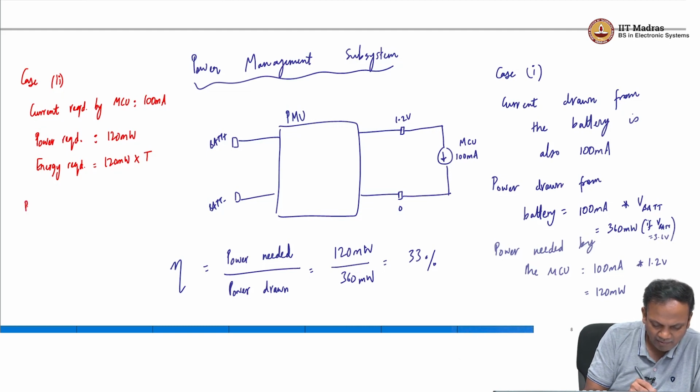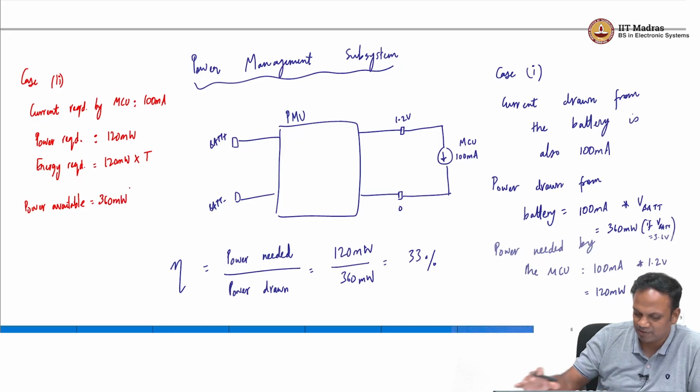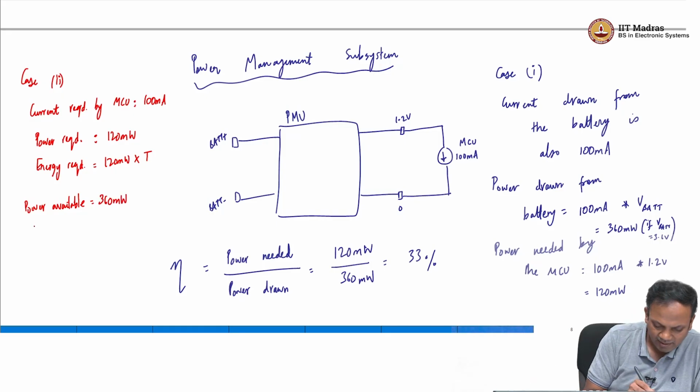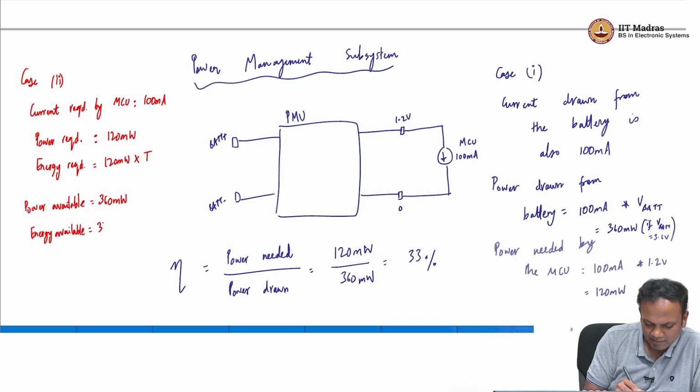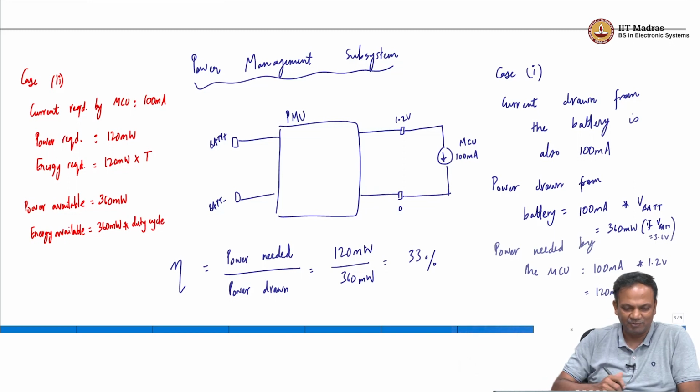Now, power available is 360 milliwatt because it is 3.6 volt into 100 milliamp. Energy available is 360 milliwatt into a factor that we will call duty cycle, right. Now, by playing with this duty cycle, I can get better and better efficiency.